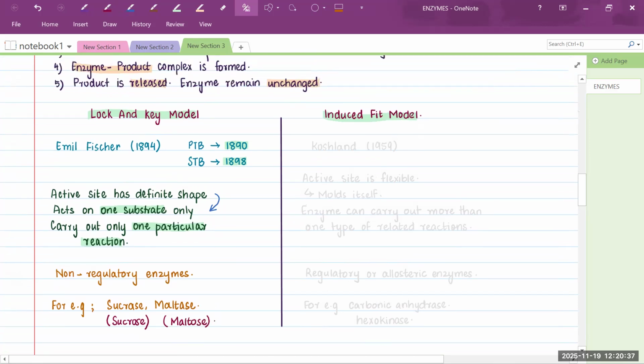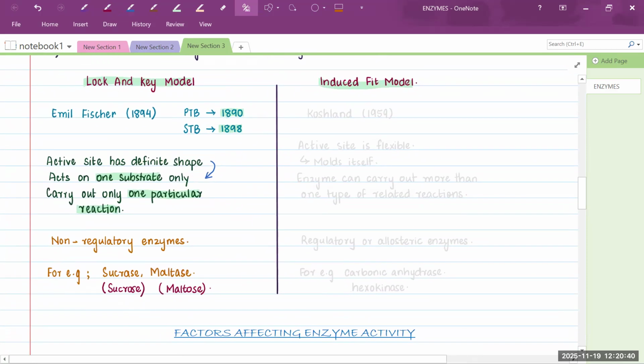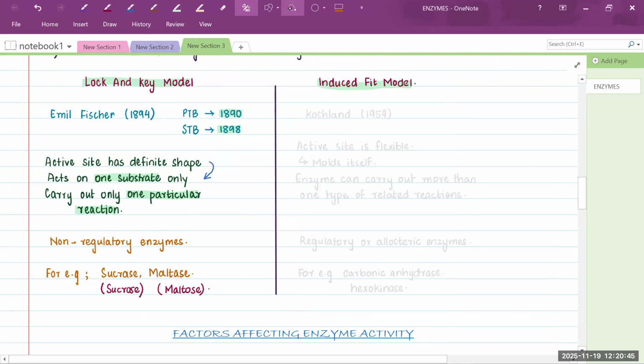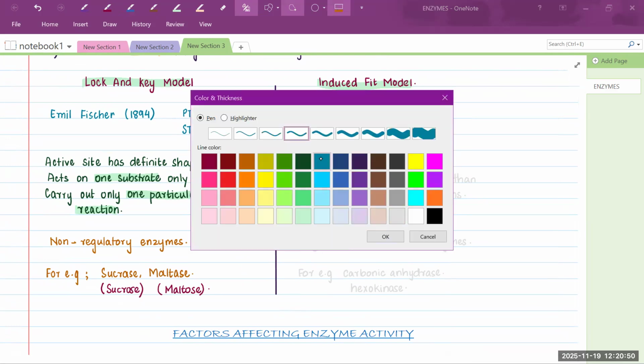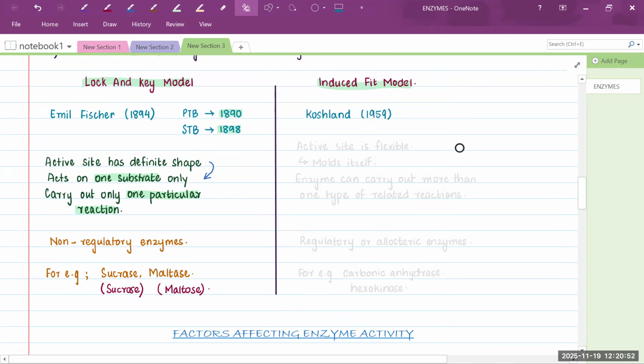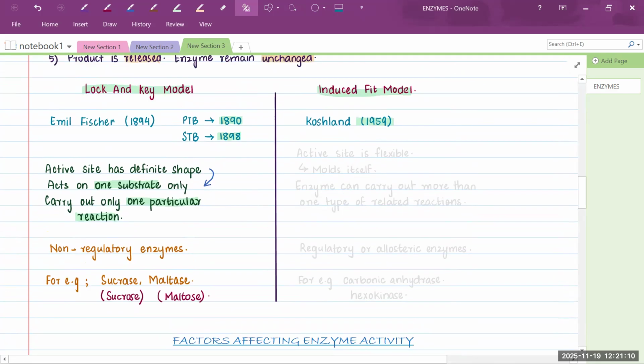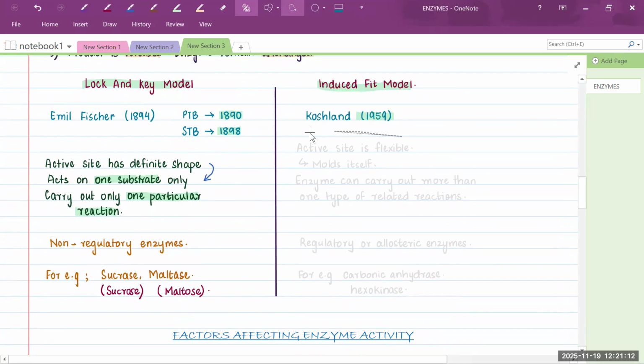Okay. Moving on to the induced fit model. The induced fit model was introduced by Koshland in 1959. There is no competition with this. No changes of date in different provincial books. So you can expect this date to come rather than the 1890 and 1898 ones, because this one is a definite one. Okay.